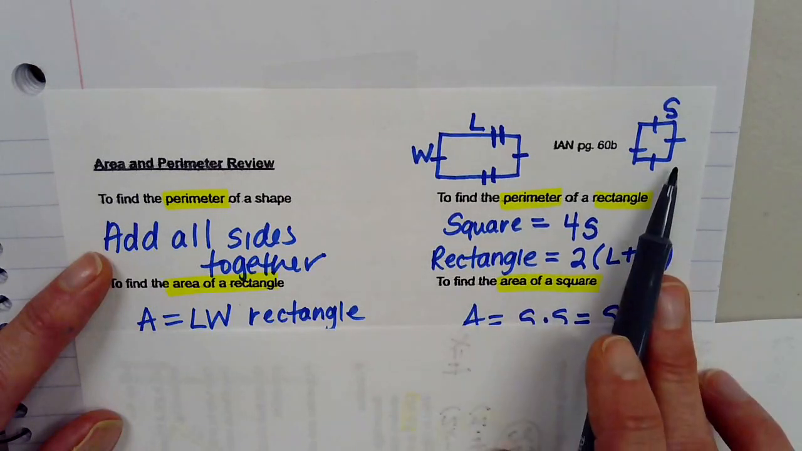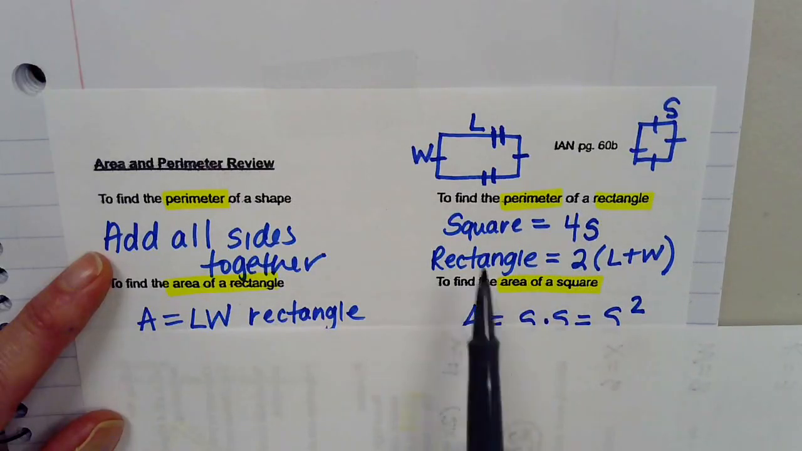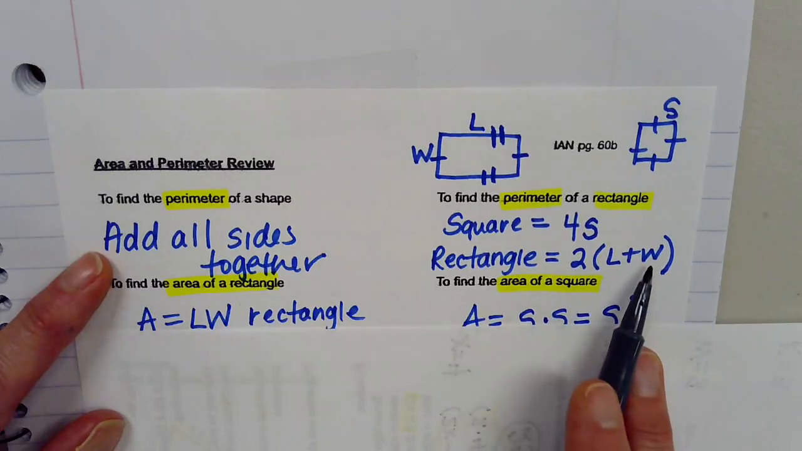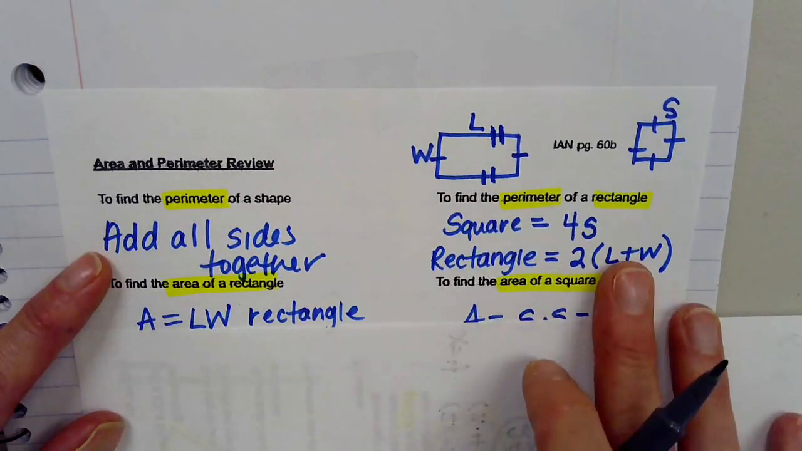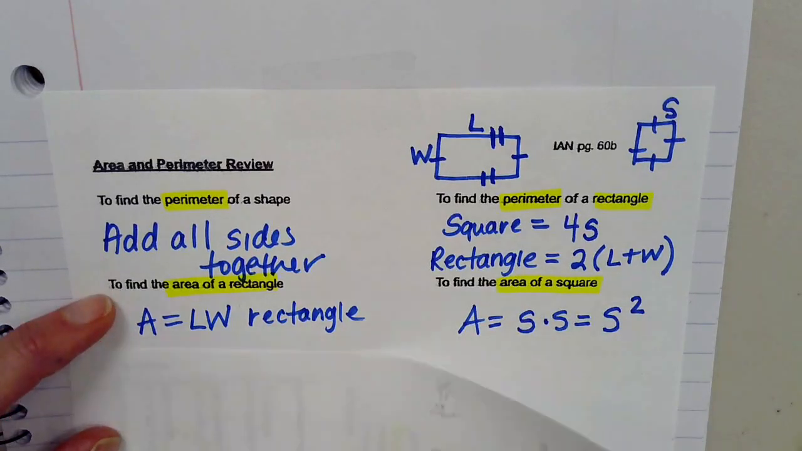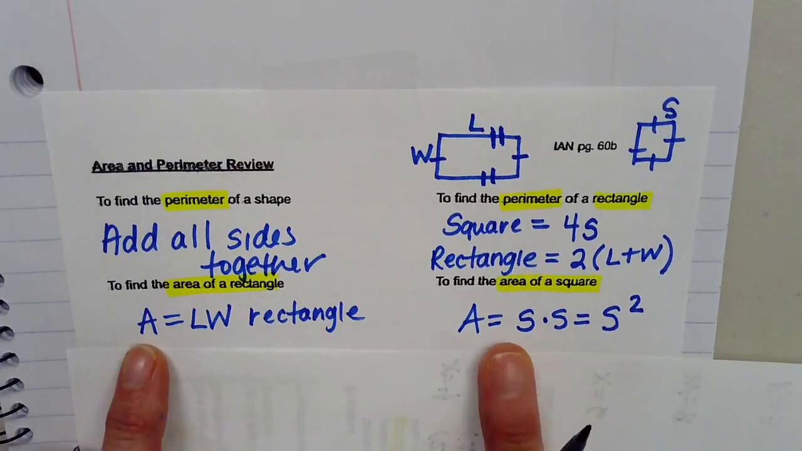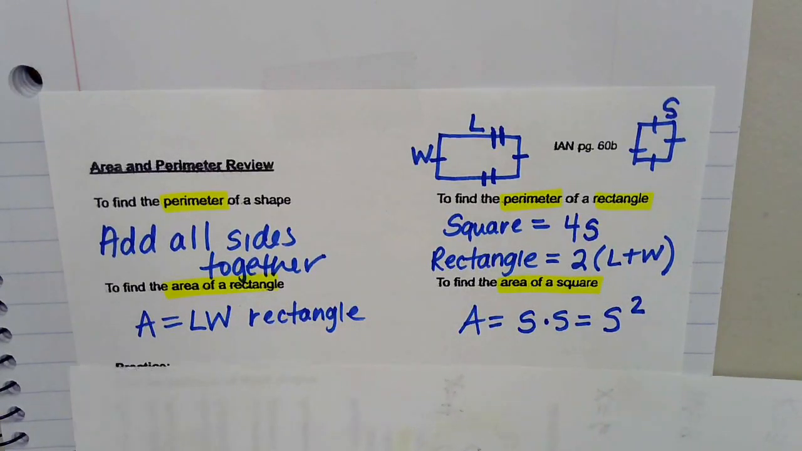So because all four sides are the same, the perimeter of a square would be 4 times s. Because a rectangle has opposite sides that are equal, I could have length plus width and then multiply that by 2, or I can distribute that 2, but that would give me the perimeter. Area of a rectangle is going to be length times width. Area of a square is going to be side times side, and that's going to be s squared.